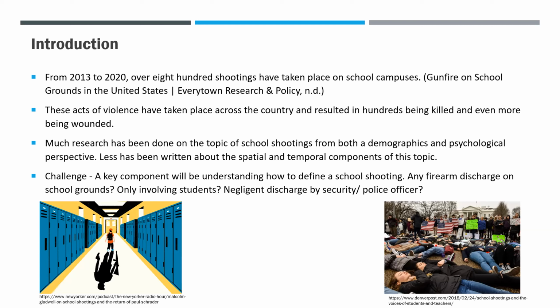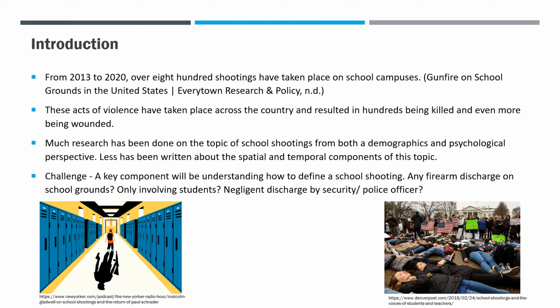Just a few days ago, on March 9th, a student was shot and injured when a weapon discharged on a school basketball team bus in San Antonio, Texas. These acts of violence have taken place across the country and resulted in hundreds being killed and even more being wounded. Much research has been done on the topic of school shootings from both a demographics and psychology perspective. There's many nonprofit organizations working in this space to study the issue. And many more studies have been done to understand violent crime generally.